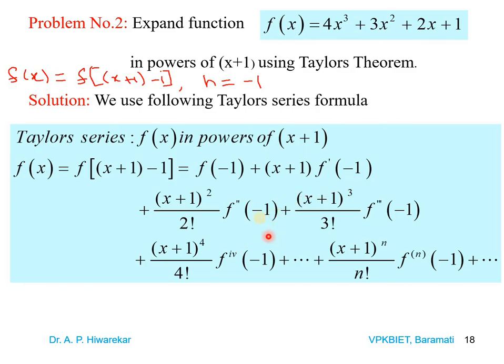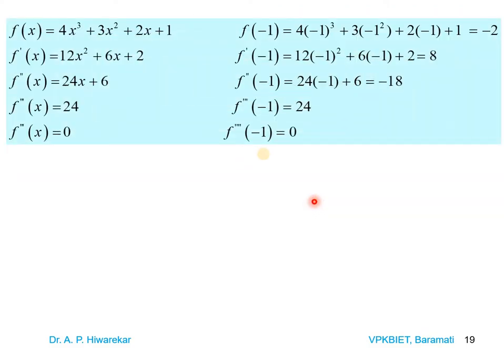Write down f(x). Are you getting this? This is a standard result. So we write f(x). What is f(x)? f(x) is 4x cube plus 3x square plus 2x plus 1. Then h is minus 1. So that's why we have to find f of minus 1. Where there is x, put minus 1.